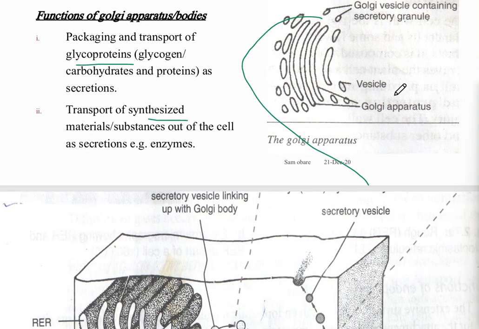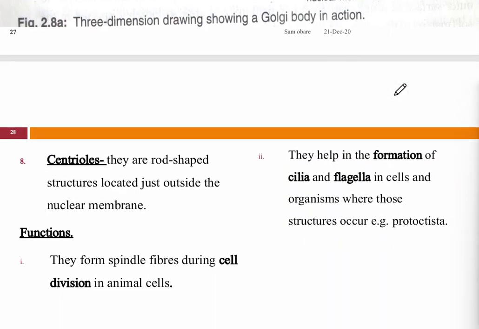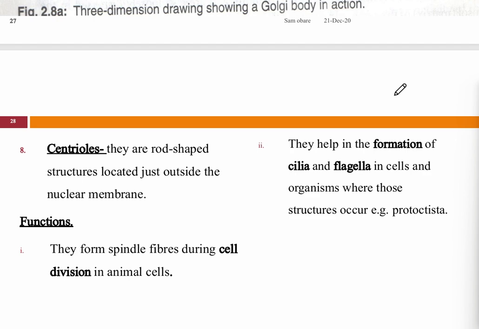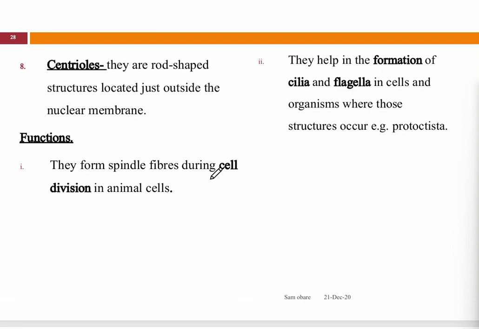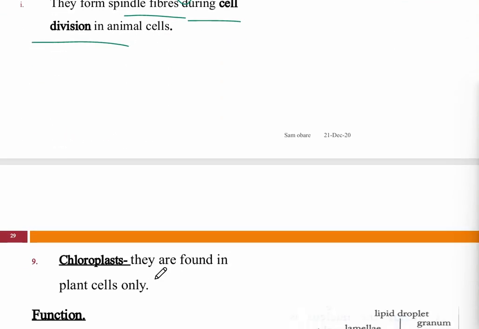And then the centriole, which is just rod-like in shape, so its function is simple. They form spindle fibers during cell division. When they talk about mitosis and meiosis, you will see it under reproduction, but for now just know the function. The functions of the centriole are, number one, formation of the spindle fiber. Number two, formation of cilia and flagella, especially in the kingdom Protista.